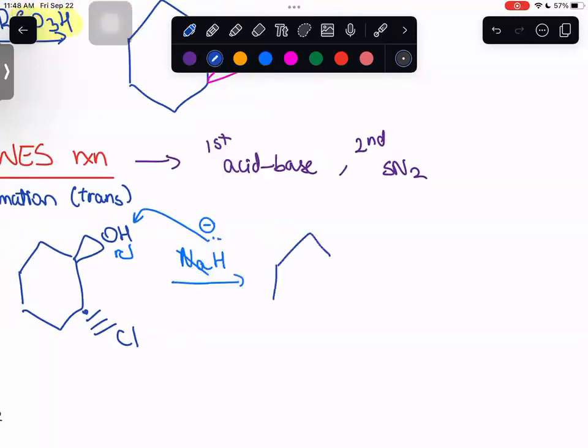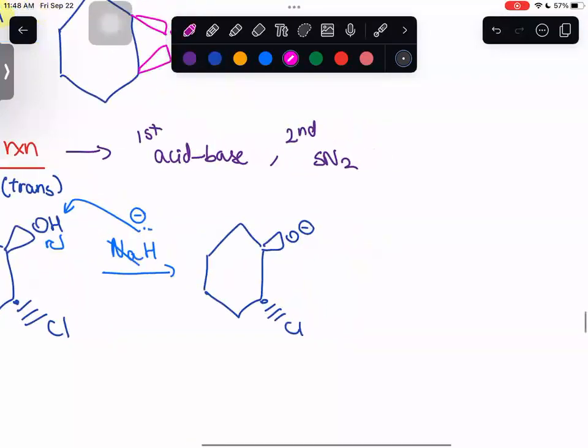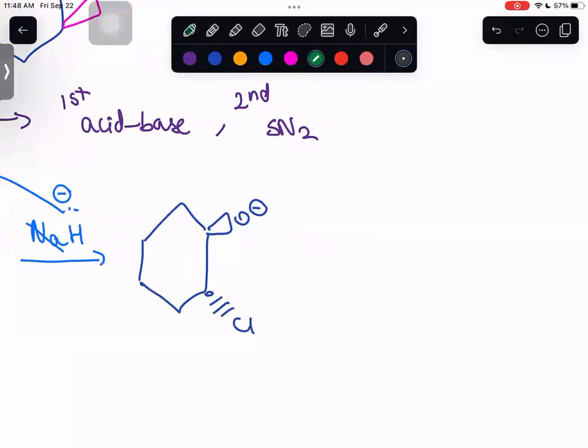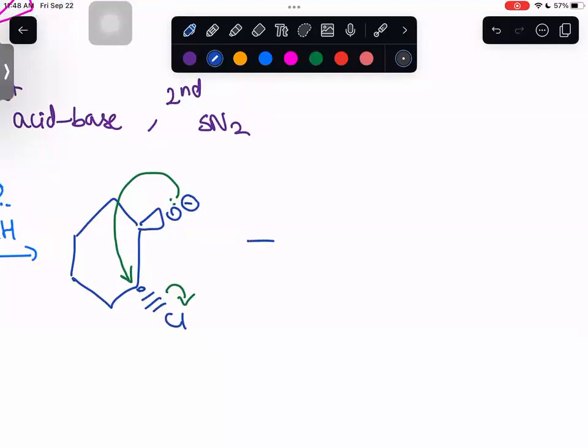And now I'm still preserving the stereochemistry. I didn't touch anything. So I have an O minus and I have my chlorine in here. Now, at this point, everything is within the same molecule. So nucleophilic attack from that oxygen. It goes to do the backside attack and that kicks out chlorine. So at the very end, you're going to end up with still a cyclic structure. And now we have our epoxide. And remember, SN2 flips the stereochemistry.